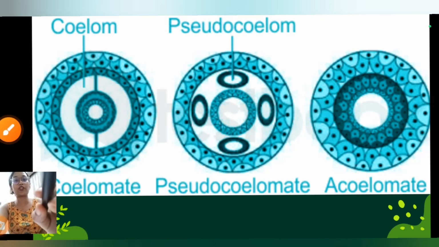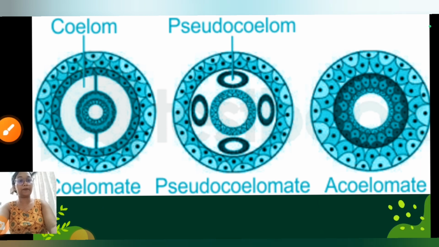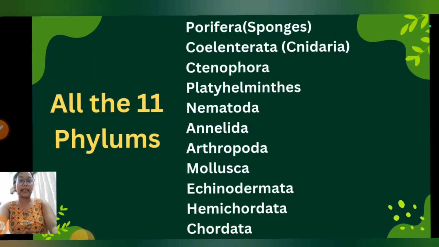So this is a picture showing the coelomate, pseudocoelomate and acoelomate. Here the coelom is present, which is lined by a mesodermal layer. Here is the pseudocoelomate, where you can see a body cavity having patches of mesoderm, and here the body cavity is absent. Is it clear? Then moving on to the next slide.